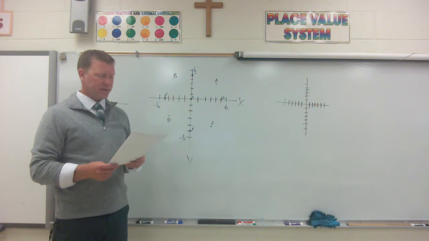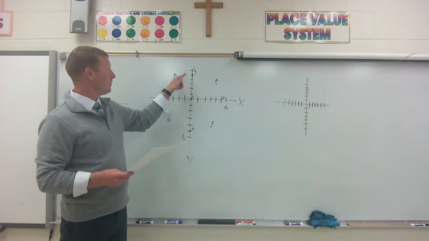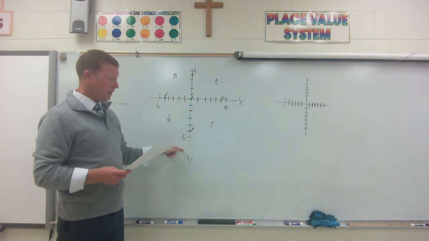The sign of the number indicates the direction. So if it's positive, I'm going to go to the right on the x. If it's positive, I'm going to go up on the y. If it's negative, I'm going to go left on the x. If it's negative, I'm going to go down on the y. The origin is (0, 0).